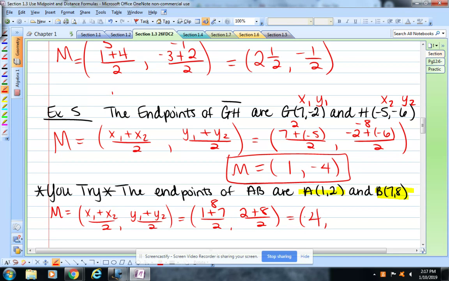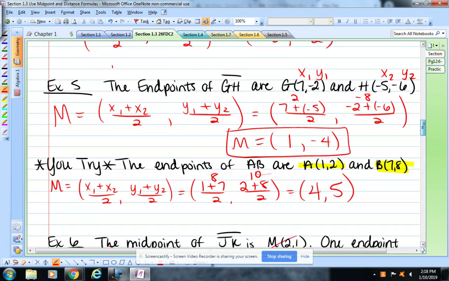4. Yeah, I saw what y'all are doing over there. What's 2 plus 8? That one's 10. And what is 10 divided by 2? 5. Raise your hand if you got 4 or 5 for your ordered pair. Awesome. So, y'all, that's seriously all you have to do to find a midpoint. Add the 2 x's divided by 2. Add the 2 y's divided by 2.